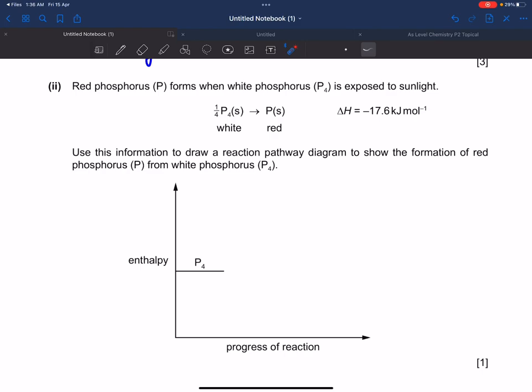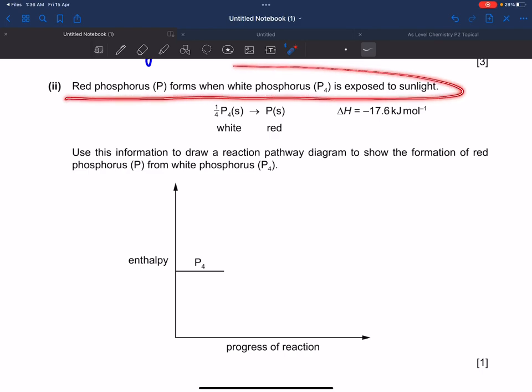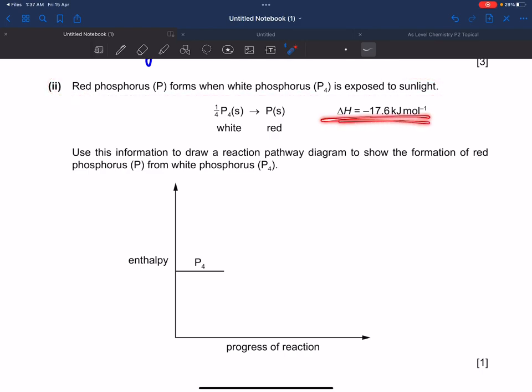Red phosphorus forms P4 when exposed to sunlight. This is the delta H. Before reading the question, delta H negative means an exothermic reaction, right? Energy is released to the surroundings, energy is lost to the surroundings. Draw the reaction pathway for the conversion of phosphorus P to red phosphorus. Exothermic reaction: products have less energy than the reactants.